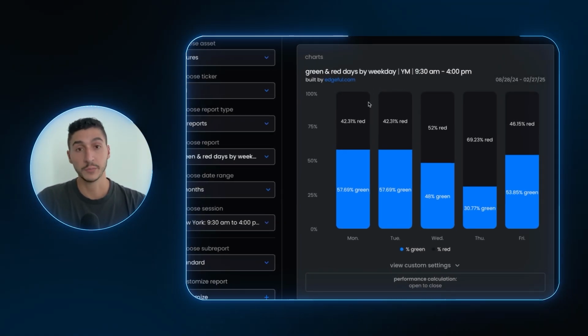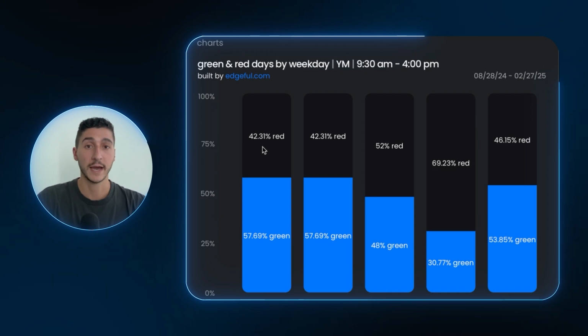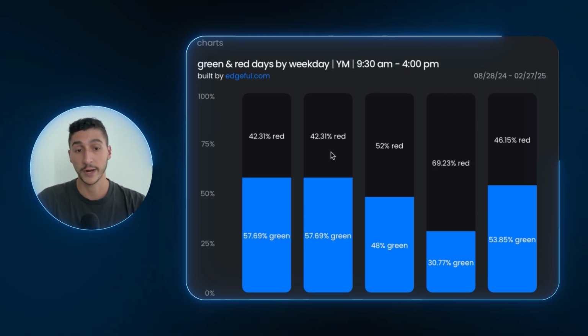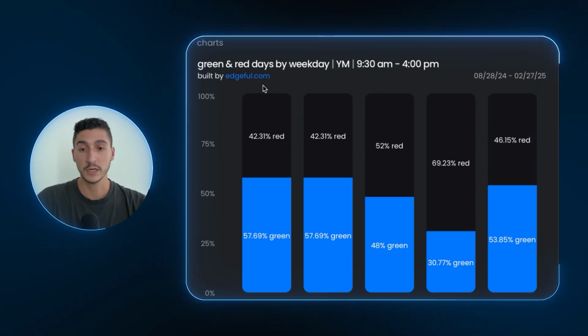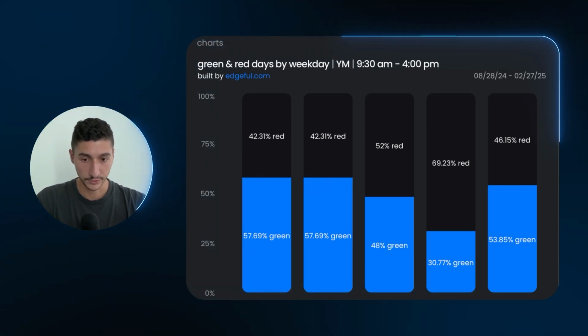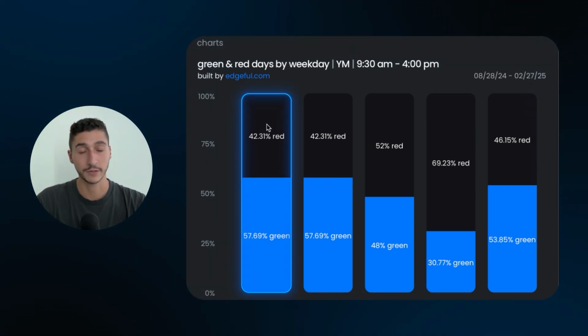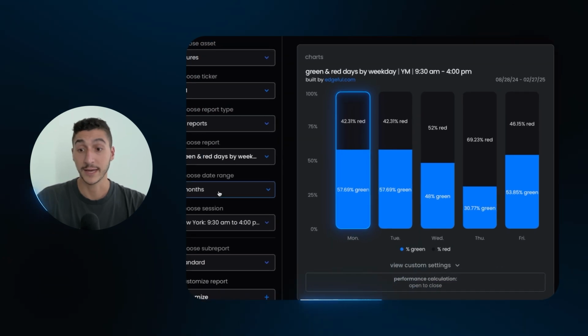The green and red days by weekday report on edgeful.com. Very simply put, this report measures how often a certain weekday has closed red or green. You can see each of the weekdays here, and how often each closed red versus green in the last 6 months.